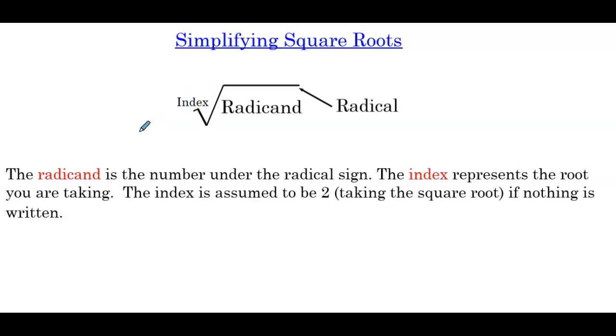If there is no value there, we assume it to be 2, which is exactly the case with the square root. If it's a 3, we have a cube root, 4 we'd have a fourth root, and we would build from there.